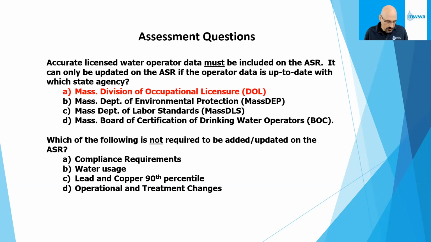And then the last question, which of the following is not required to be added or updated on the ASR. And at least up to this point, we don't need to include our lead and copper 90th percentiles. All of the other items are things that need to be added or updated in the ASR.